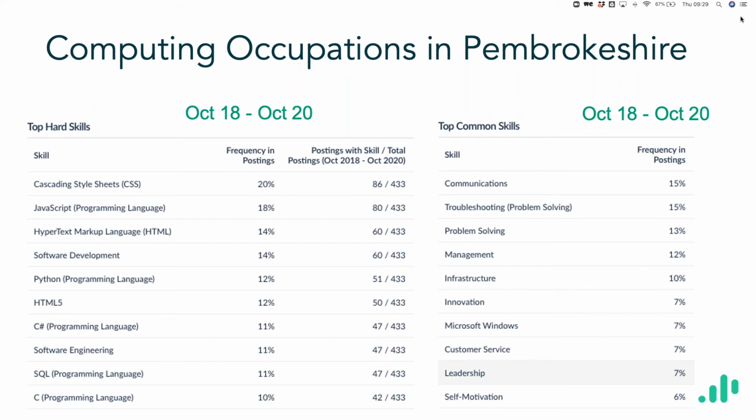Now, often the common skills are things which can be the difference maker. So if we start to look at those common skills, we get a feel for the kind of person that employers are looking for. So good communicators, good at solving problems and troubleshooting, good customer service skills, and innovative, self-motivated. You start to get a feel for the type of person that's being looked for to be recruited. Those are the skills that sit alongside those hard skills.